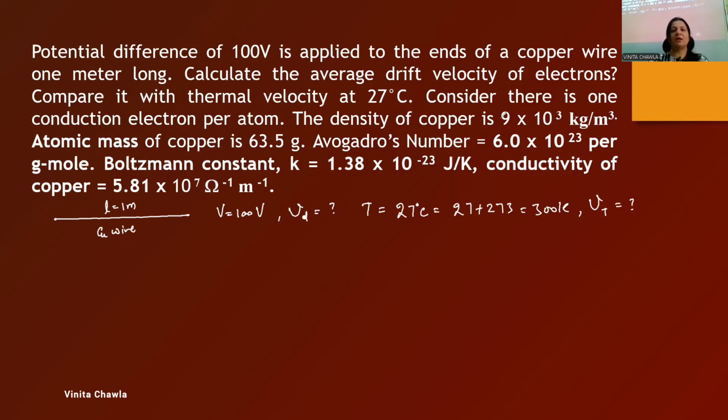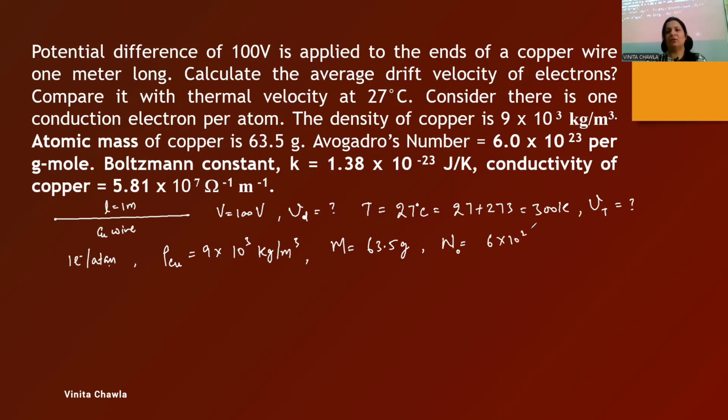Now consider there is one conduction electron per atom. So we have one electron per atom. This is given to us. Density of copper is given. Density of copper is 9 into 10 raised to the power 3 kilogram per meter cube. Atomic mass of copper is given. It is 63.5 gram. Avogadro's number is given. It is 6 into 10 raised to the power 23 per gram mole. And Boltzmann constant is given. It is 1.38 into 10 raised to the power minus 23 joule per Kelvin.